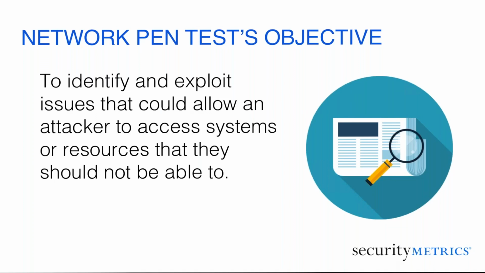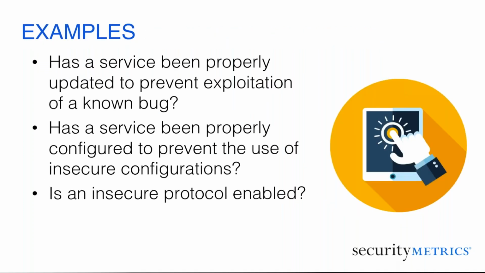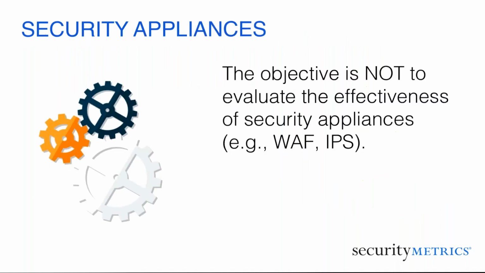So let's talk about performing a network penetration test. The objective, again, is to identify and exploit issues that could allow an attacker to access systems or resources that they should not be able to. Examples that we commonly provide to people: have you updated to the latest patch to fix the latest 0-day? We are all intimately familiar with Heartbleed and numerous other vulnerabilities that were covered by the mass media, so this is a common one that we're looking for: are you up to date in patching correctly?